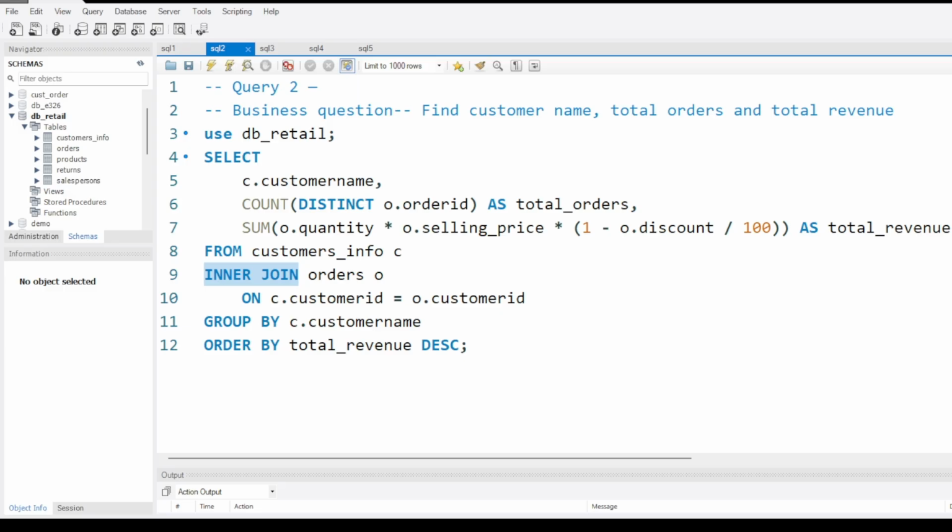At line number 6, count gives us the number of orders, while at line number 7, sum calculates revenue. Finally, at line number 11, group by customer name gives us one row per customer. This type of SQL query is extremely common in real data analyst work because business data is usually spread across multiple tables. Let's run this query.